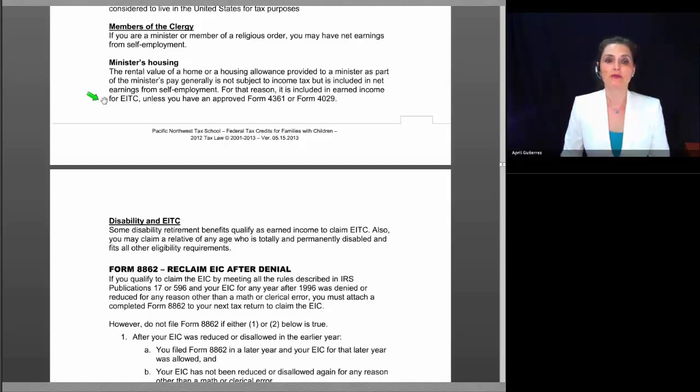The only exception to that rule is if the minister has an approved form 4361 or 4029 on file with the IRS. And that simply means that that particular minister has made a religious objection to the Social Security system and they're opting out of it. And I've never had a minister who actually did that, because once they find out that opting out of the Social Security system means that they don't get Social Security when they retire, they kind of think maybe they'll pay that tax anyway. So most of my ministers do not opt out.